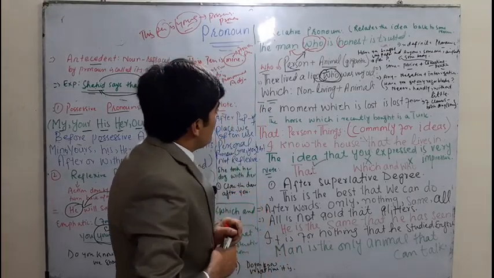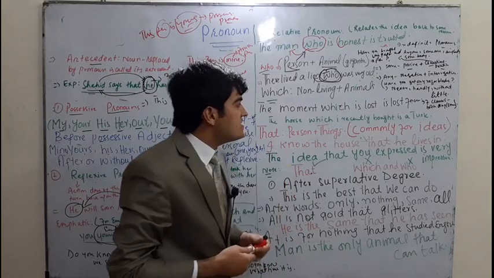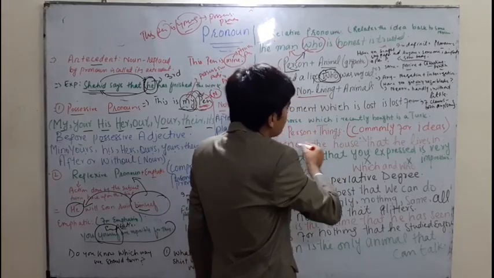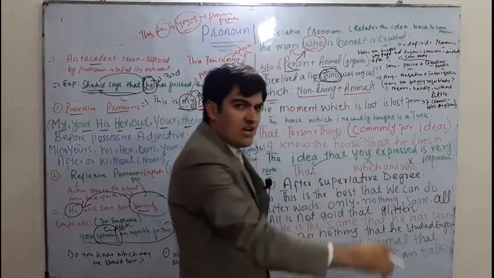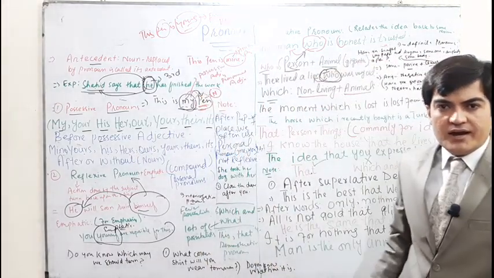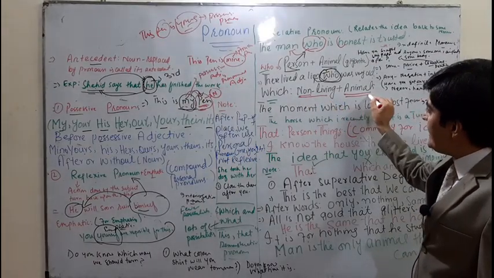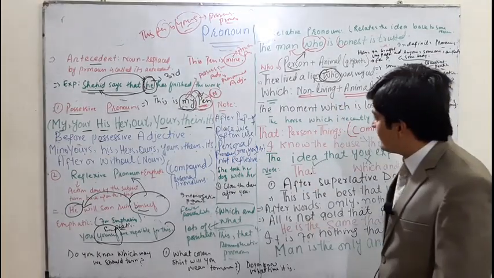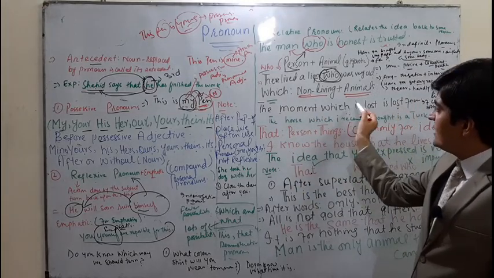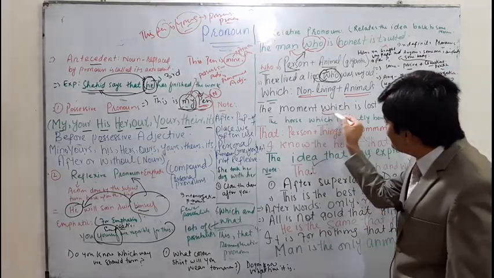Secondly, talking about "which", what do we normally use it for? Which is normally used for non-living things and animals. We can use it for both. Means inanimate objects, and animals, we can use it for both. Look at this: the moment which is lost is lost forever. Now the moment is something non-living. Understand? So over here you can use "which".